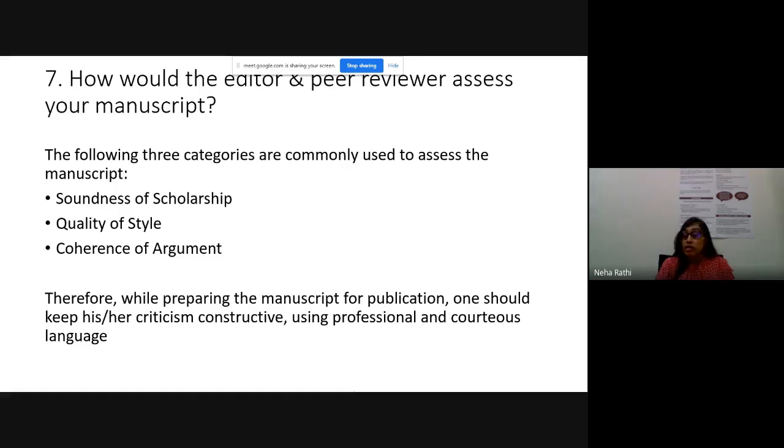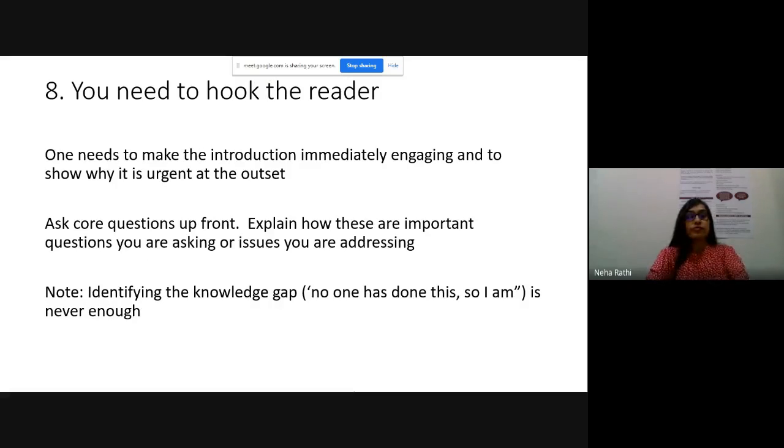Meaning, what articles are you citing? Are they from books? Are they from government reports? Are they just from one article? Are they 20 years old? Are they the latest? Of course, also the quality of your style, how you write, and coherence of argument. Coherence means a logical and consistent argument, with the literature and evidence. Therefore, while preparing the manuscript for publication, one should keep criticism constructive and use professional and courteous language.